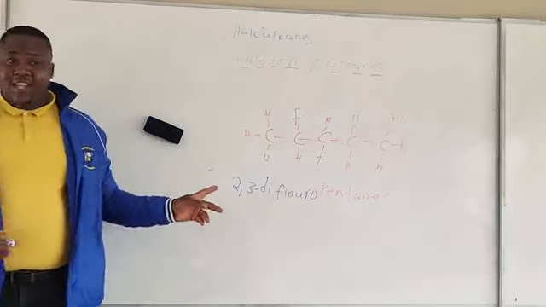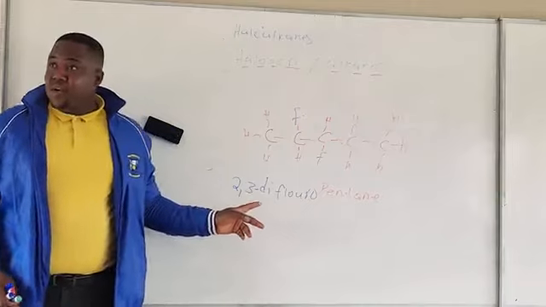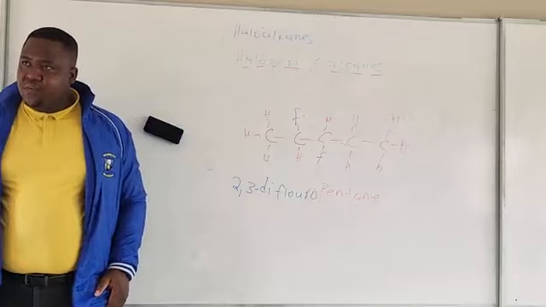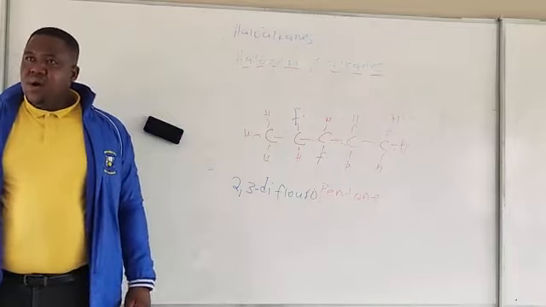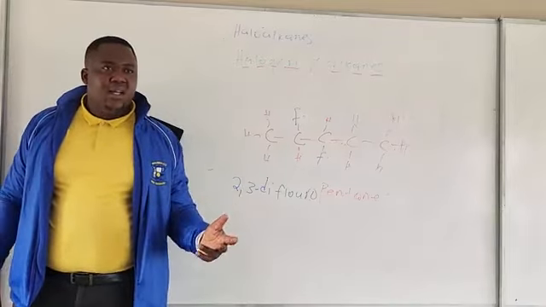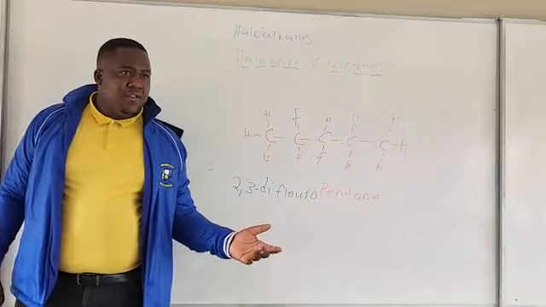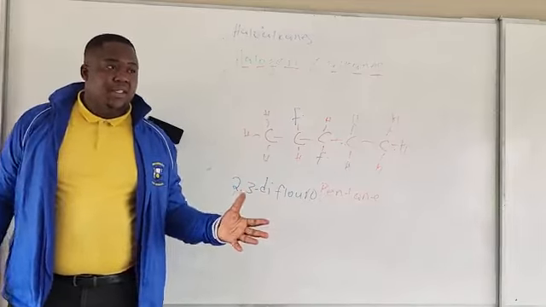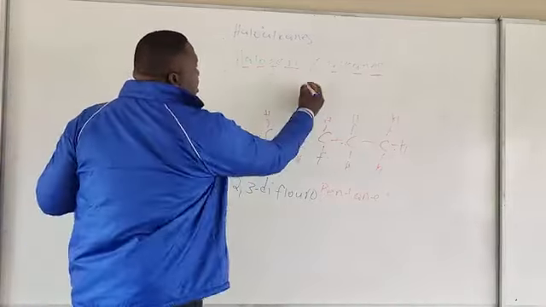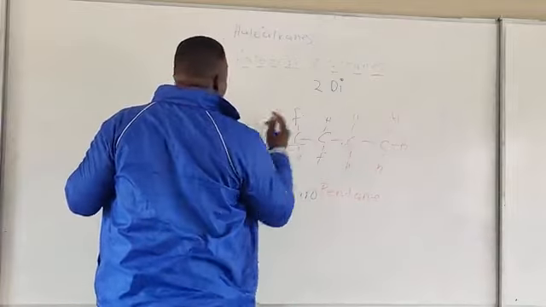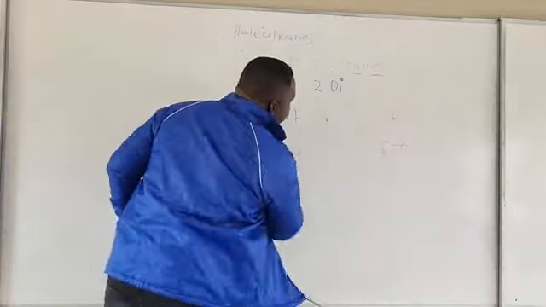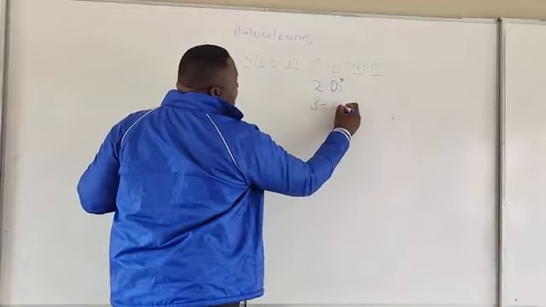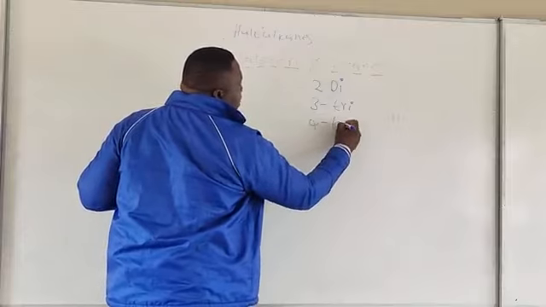Remember, we did these things last year. You forgot tetra. When I've got 4 bonds, you forgot that thing which we did, when we were learning about bent, angular, etc. 4 means tetra, right? 2 is di. 3 is tri. 4 is tetra.